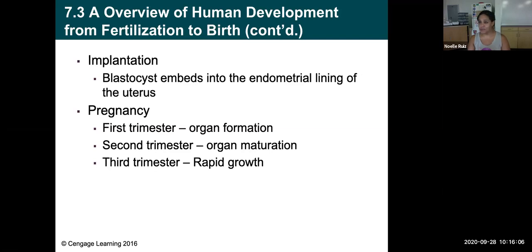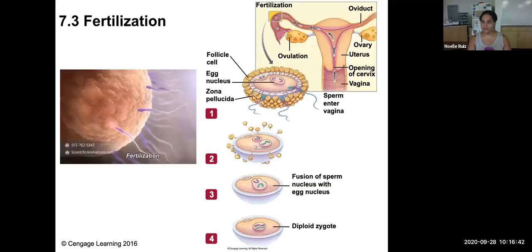And then there's 3 trimesters to pregnancy. During the first trimester, all the organs form. Second trimester, the organs mature and develop further. And the third trimester is for rapid growth. The baby grows a lot in the last 3 months. So there's an overview of it, I think.